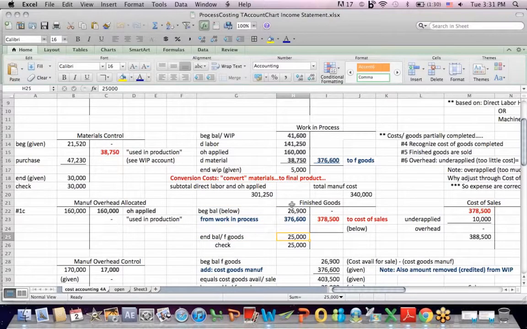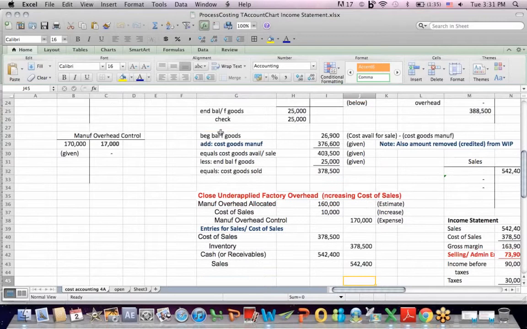When we sell goods to someone, they go out of the finished goods account, and now they're no longer an asset. This $378,500 goes out to an account called cost of sales, which is an expense that we match up with the revenue that we get from the product. So if we sold the product for $30, we might have cost of sales expense of $25. That is the point where the cost goes out of an asset account, inventory, and into an expense account.